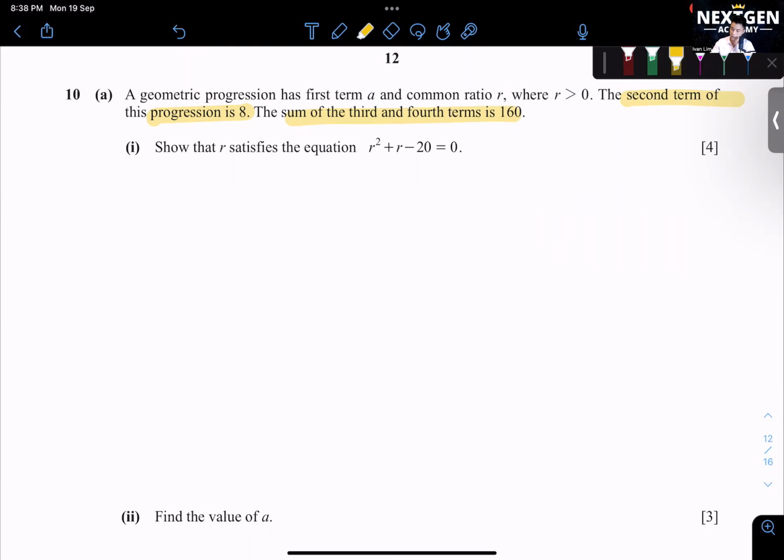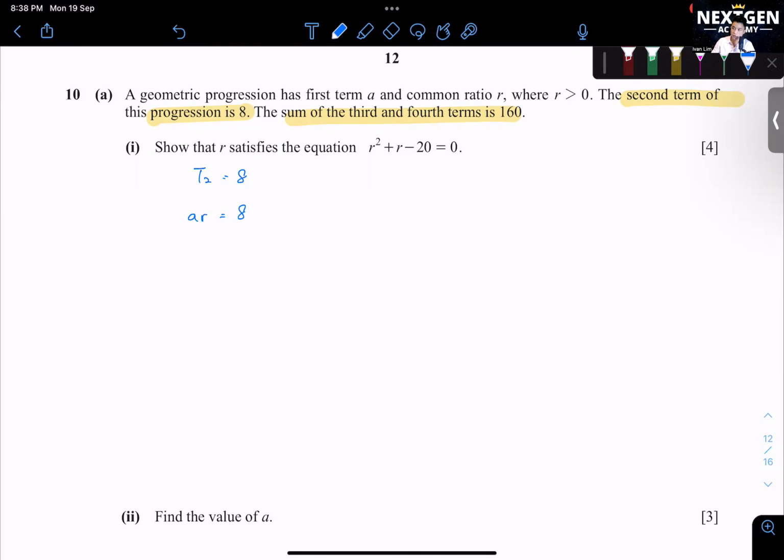Okay, so you write down whatever information that they give you in the question. They say second term, so my second term is equal to 8. This is a geometric progression, just refer to the front, get all your formulas out. So T2 equals 8. Therefore, AR to the power of n minus 1, so AR to the power of 2 minus 1, which is AR equals 8.